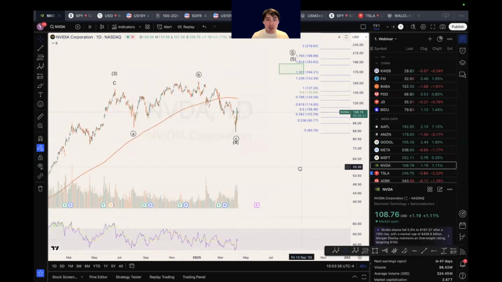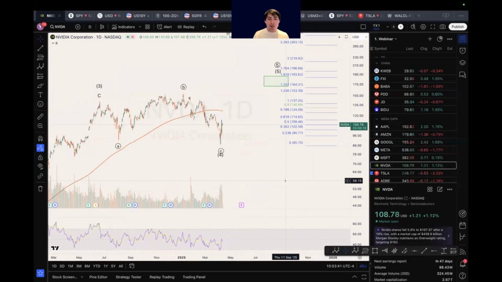And I think for NVIDIA, it's very, very similar to Microsoft. We spent ages in this wave 4. We even had an expanded flat where wave B really looked like wave 3 here. It's an expanded flat, meaning wave B starts higher and tops higher than where this wave 4 starts, which is this point, but wave C is lower than where wave A is. But for me, I do think it's probably heading towards wave 5 now, finally, like Microsoft.